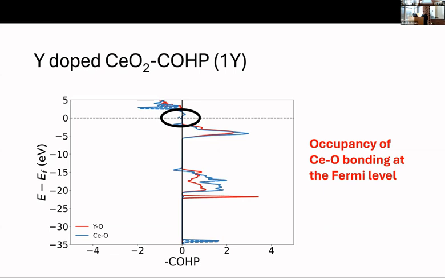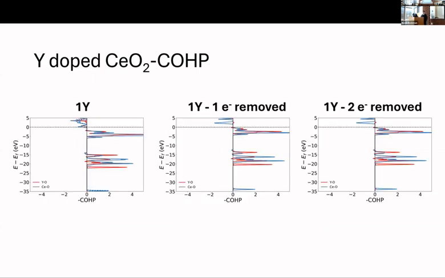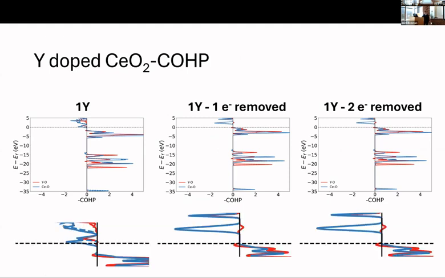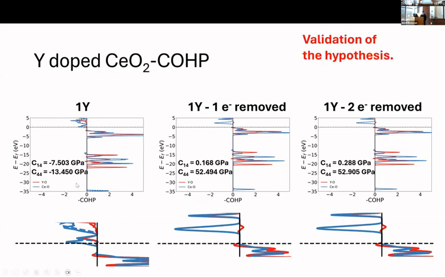And so to test that hypothesis, I took the 1Y structure, and here I have the COHP for that. Then I did another calculation where I removed an electron from the 1Y, and then a second one where I removed 2 electrons from it. And here is the COHP, and if we zoom in on the Fermi level, we can see that as we remove electrons, the occupation of the anti-bonding states at the Fermi level disappears. And further, through the mechanical calculation of the elastic constants, you can see that these elastic constants become positive and therefore the material becomes stable.